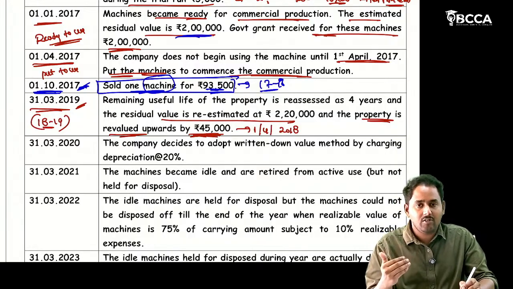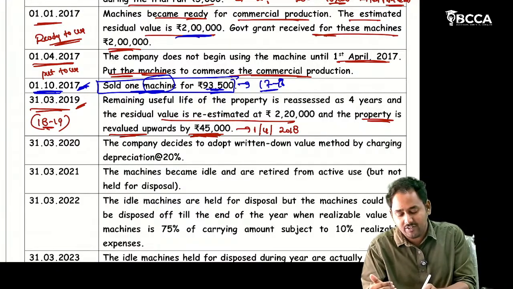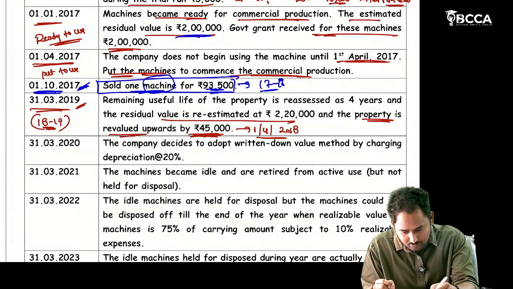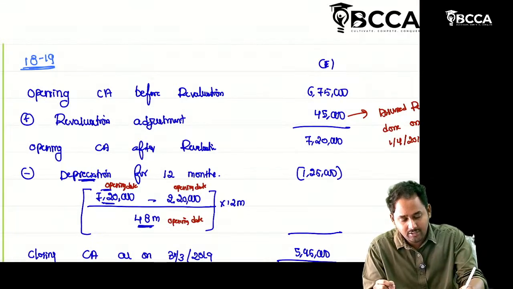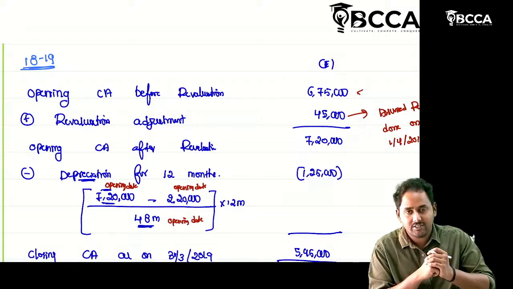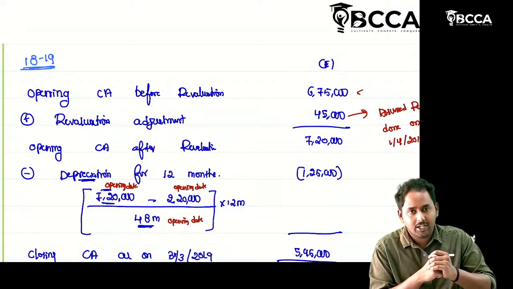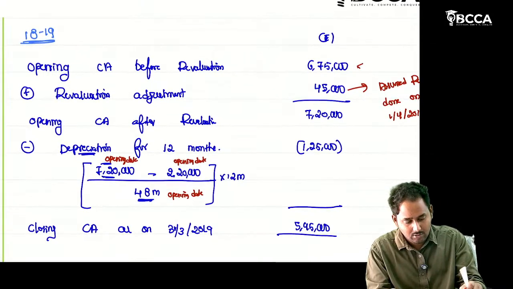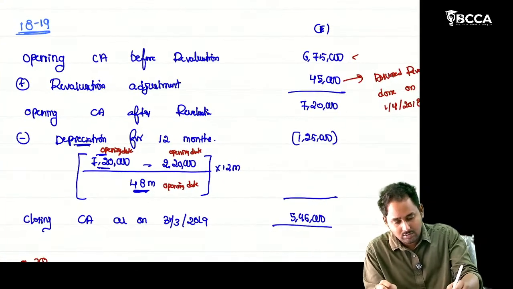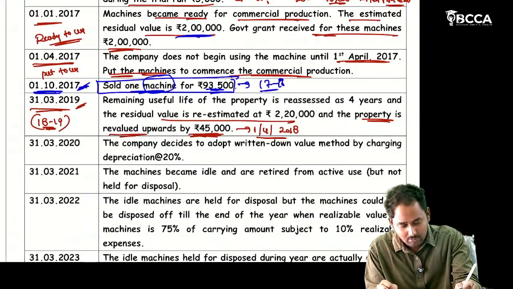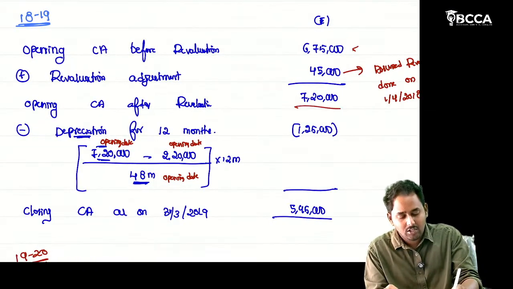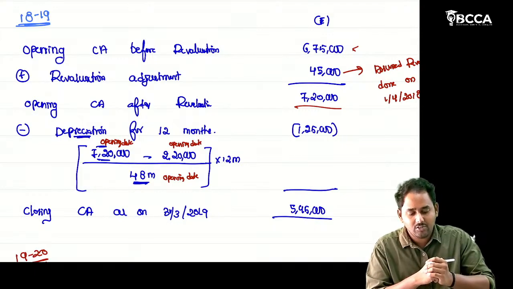So the revaluation is always made at the beginning of the year. What is the beginning of the year 18/19? 1/4/18. So on 1/4/18, 45,000. On 1/4/18, what is the carrying amount? 7,20,000, because they are giving the revaluation gain of 45,000. Then the opening carrying amount after revaluation is 7,20,000.